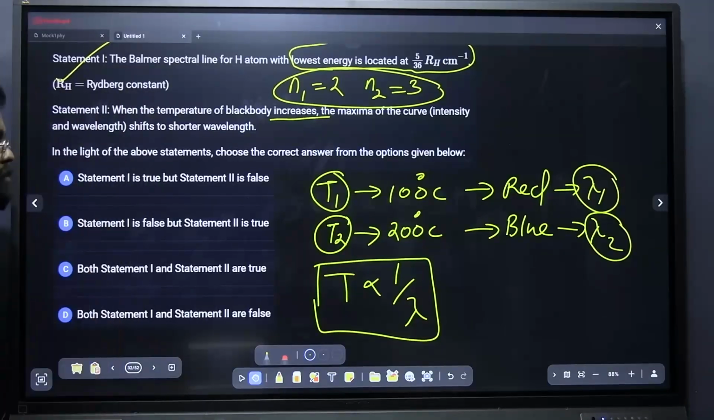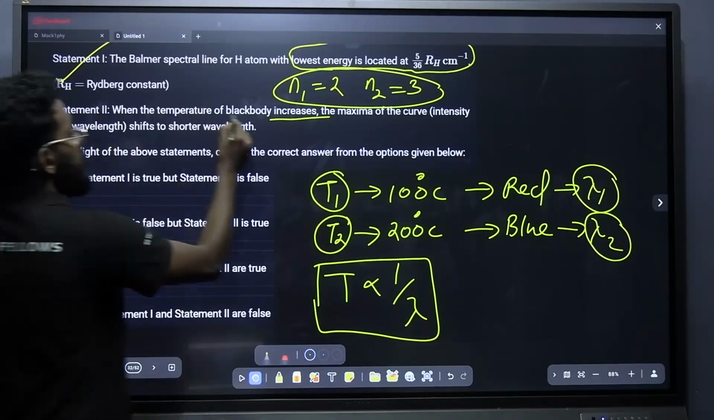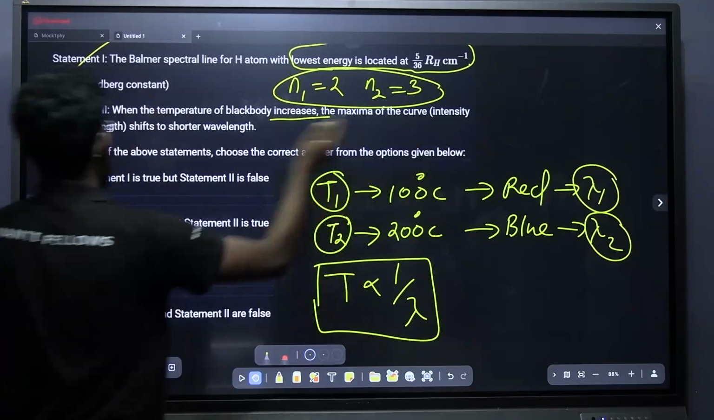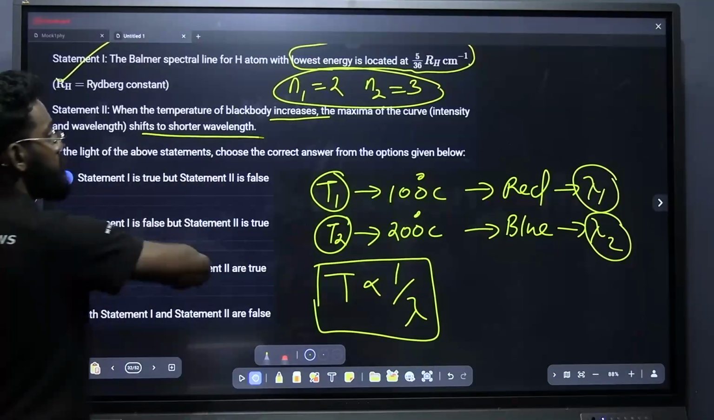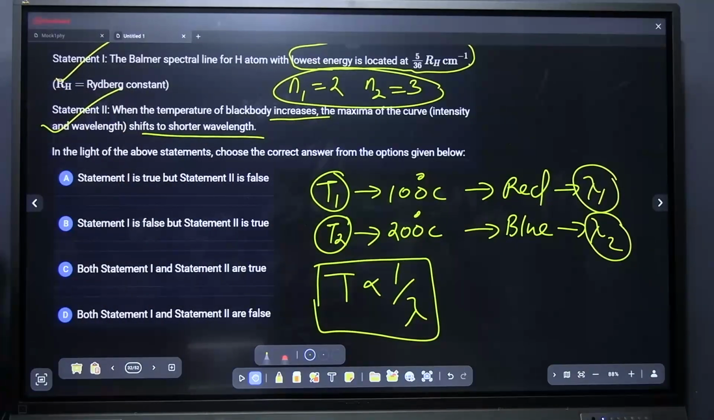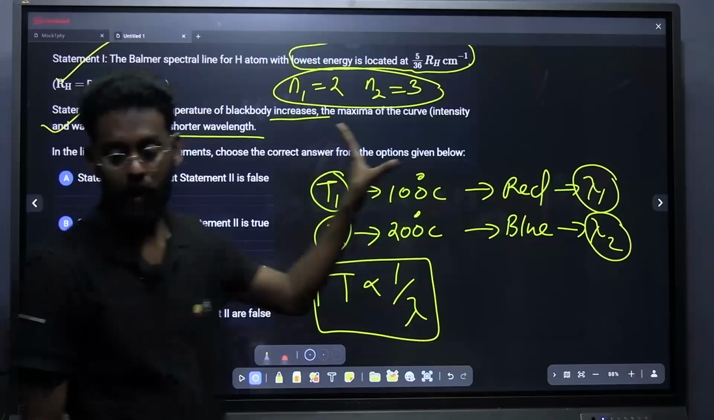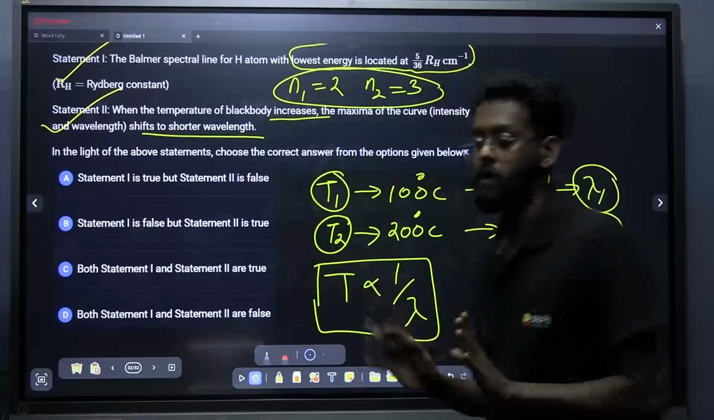Now can you tell me the answer? The answer is both statements are true. When the temperature of a black body increases, the maximum of the curve shifts to the shorter wavelength. Yes, that is correct. I hope you got an idea of black body radiation, the relation between temperature and wavelength.